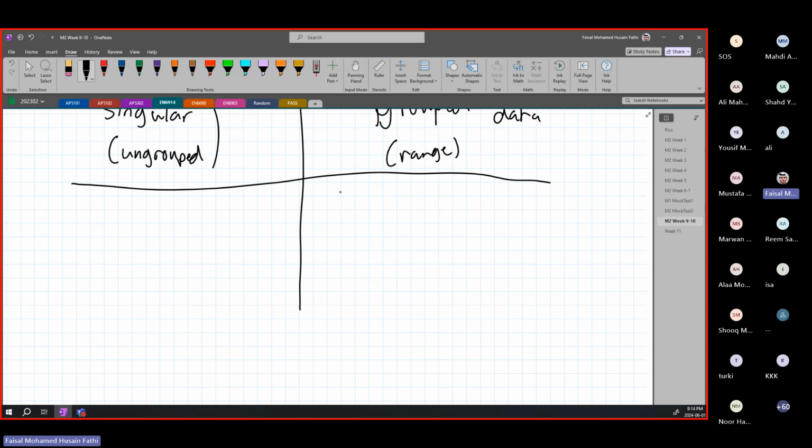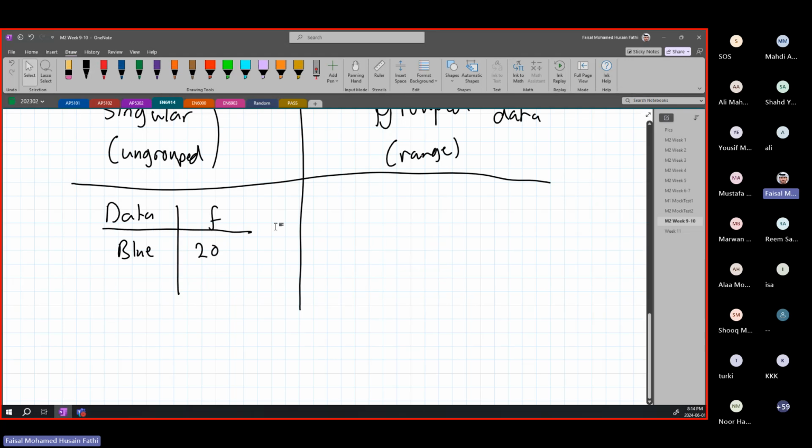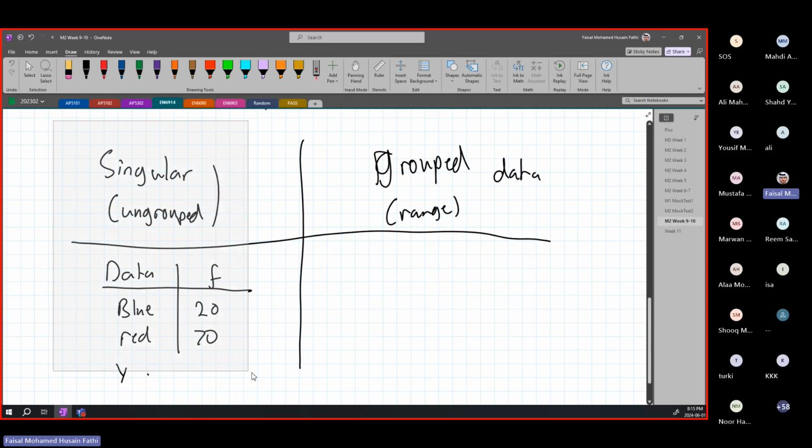Singular means if you are now talking about a color. Okay, for example, your data is blue. Okay, and then you have like 20 people like this color, for example, the frequency of it, which I will talk about in a bit. 20 people like the color blue exactly. So you have one single color exactly. And then you can say red. We have 70 people that like red. And then you have yellow, and etc. And so this is what is known as ungrouped data or singular data. You have one specific thing, and you have a number of people liking that thing or preferring that thing or whatever, depending on the type of data you're gathering.